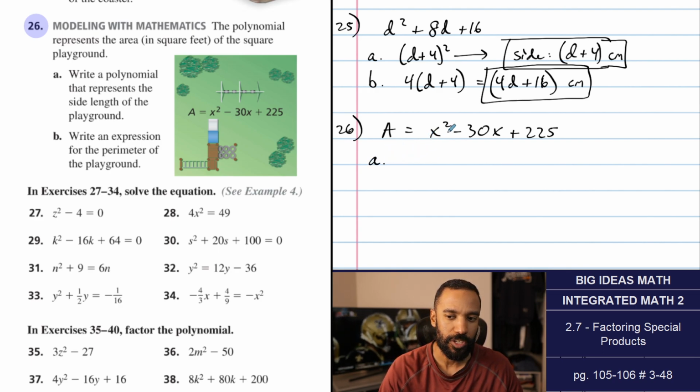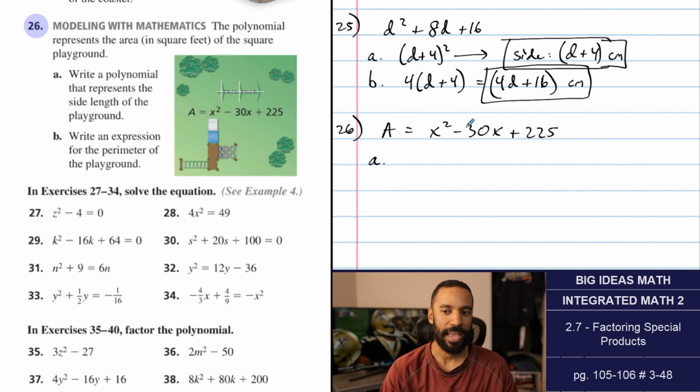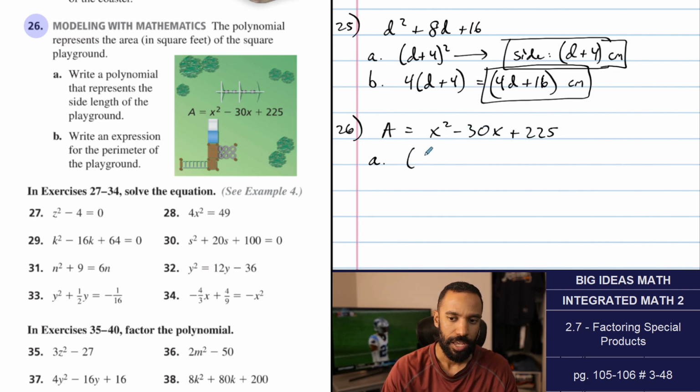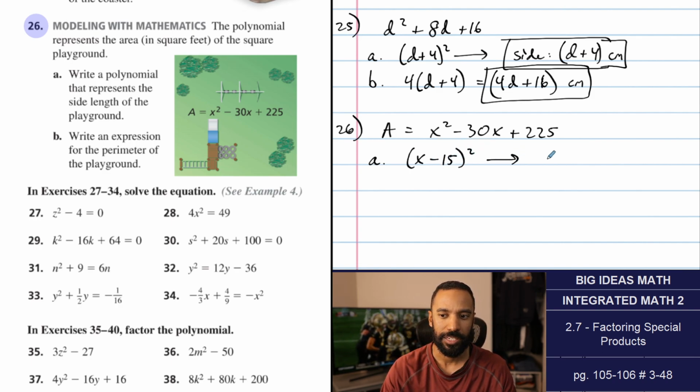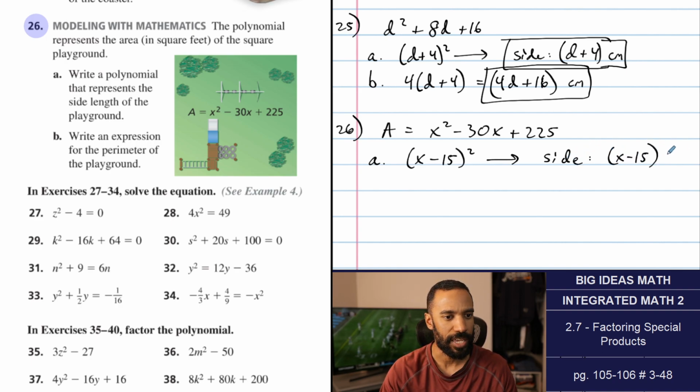So very much like the previous problem, this factors into x being squared, 15 being squared. This is double 15x. It's subtracted. So this factors into x minus 15 quantity squared as a whole. But a single side length of the playground is going to just be x minus 15 itself, and this is in feet.